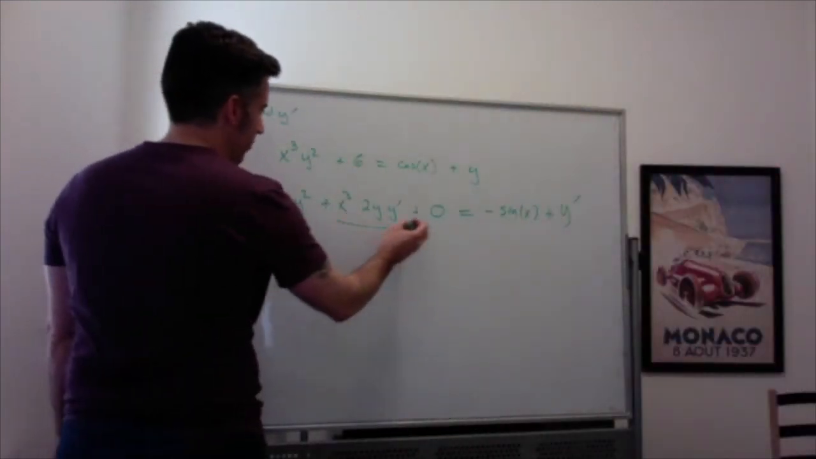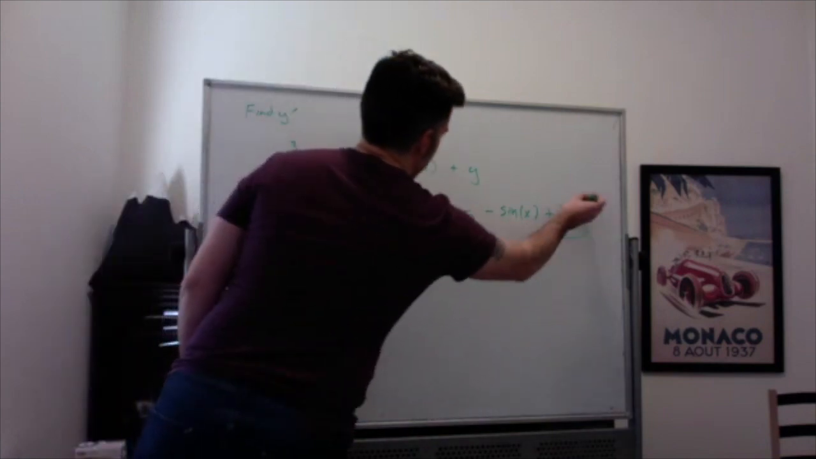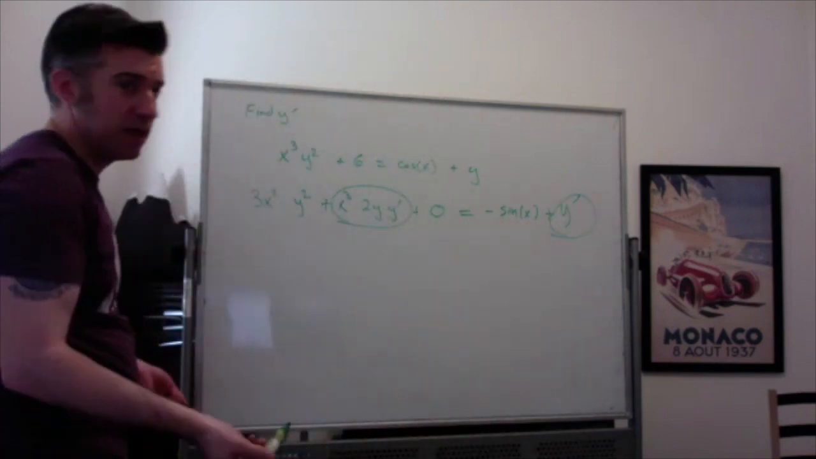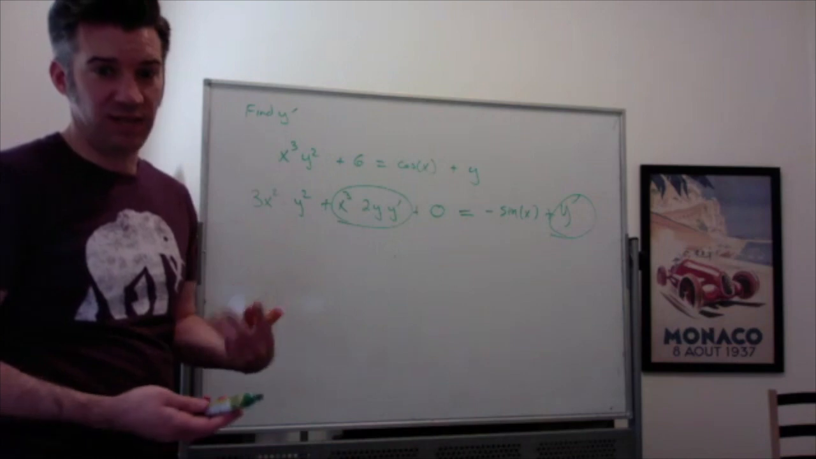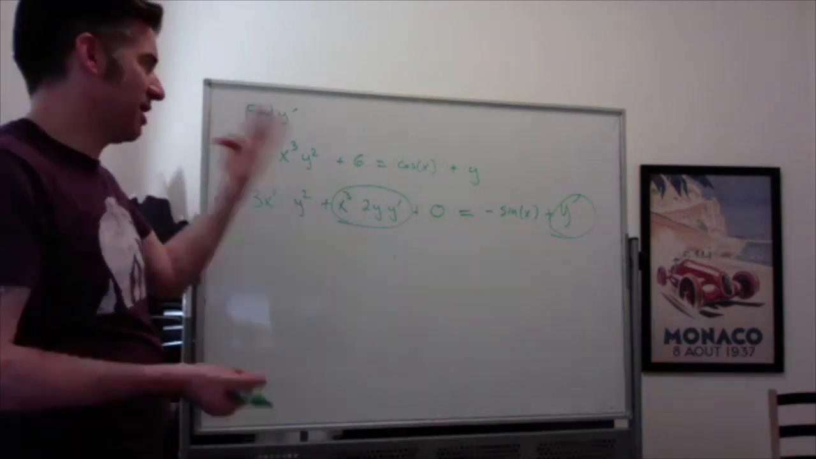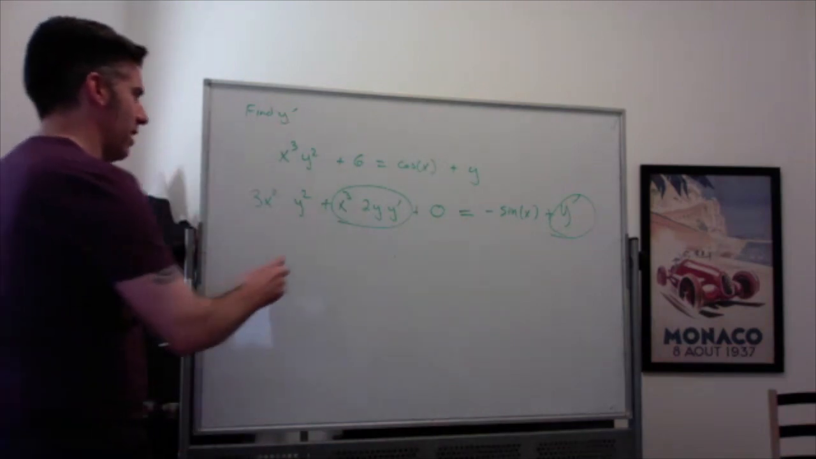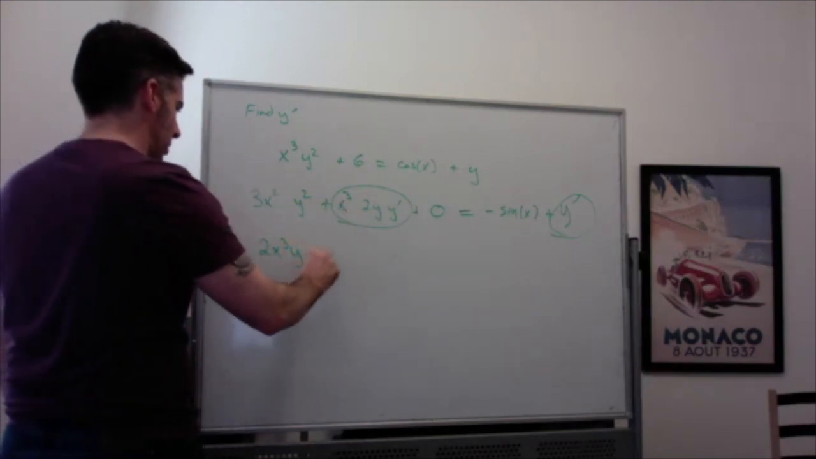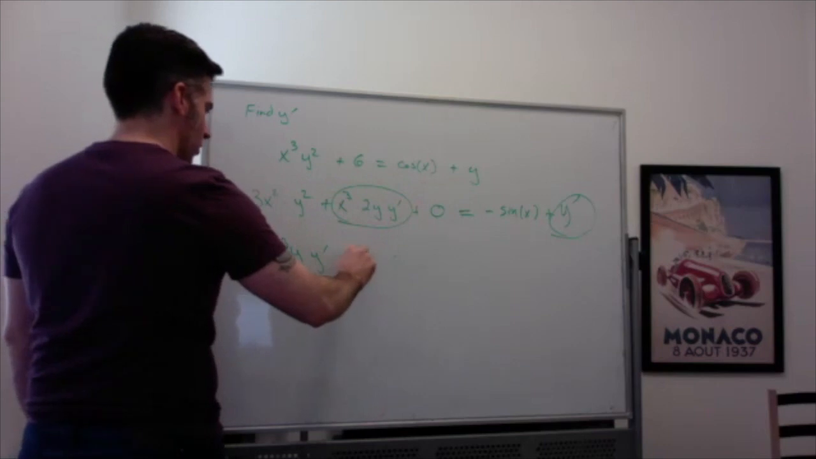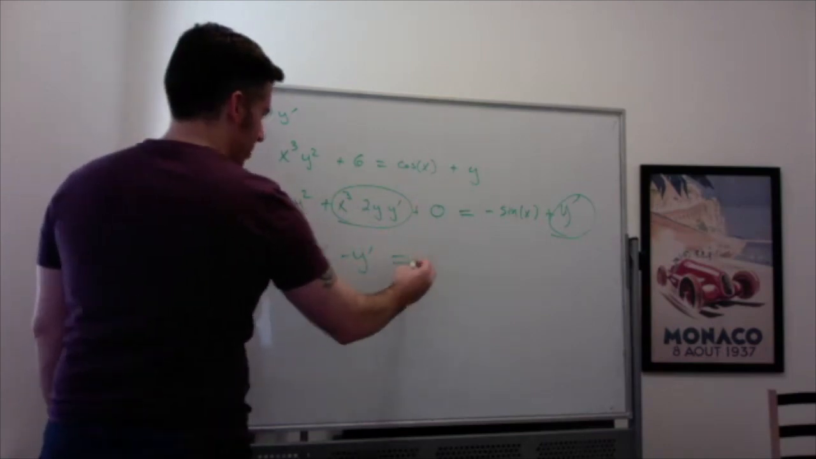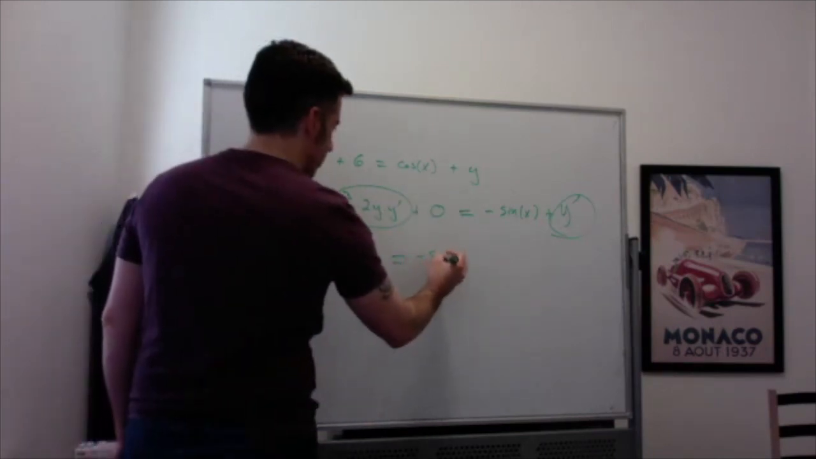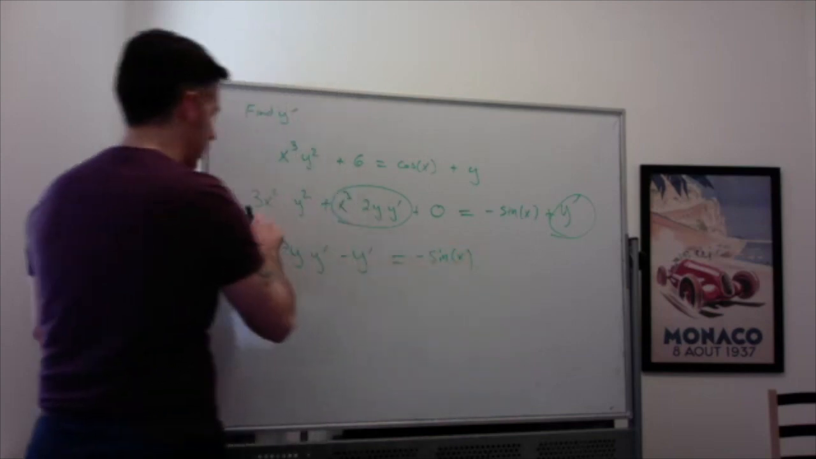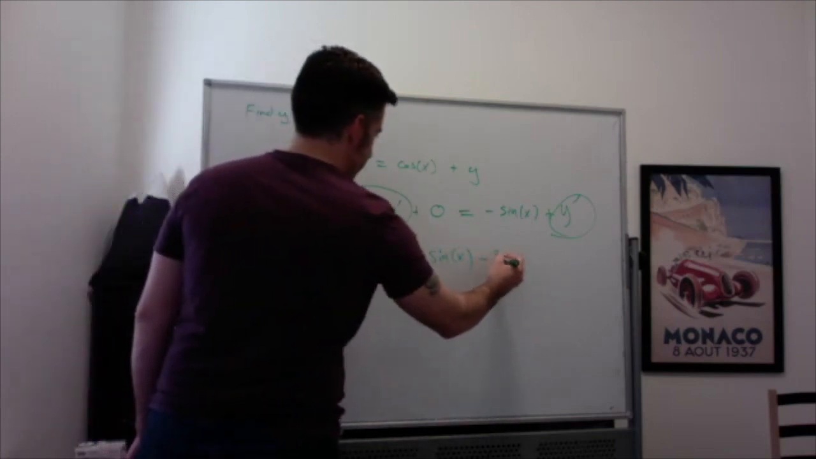And then same thing as last time. We're going to group the y primes on the same side. It doesn't matter which side you pick. If all of them happen to already be on one side, I usually just leave them there. But since it's spread out, I'm going to bring them all to the left. So I'm going to rewrite this as 2x cubed y times y prime minus y prime equal to negative sine of x minus this 3x squared y squared.